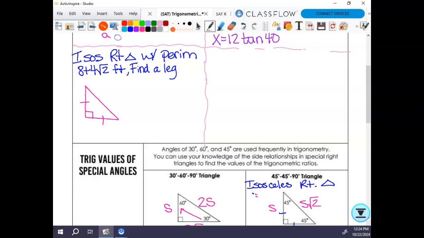Angles are 45. I don't know that I necessarily need the angles for this, but I do need that concept there and the labeling. So it gave me the perimeter, so I'm going to go back to my reference materials, take the labeling off of this, and I would put an S here, an S here, and an S times the square root of 2 here.